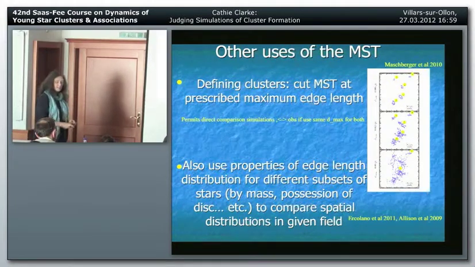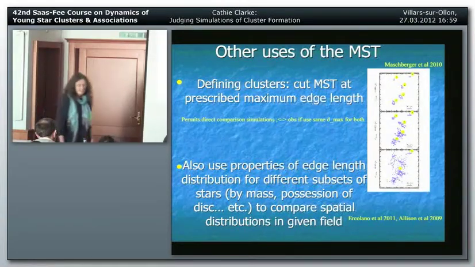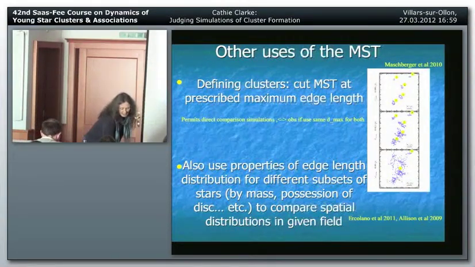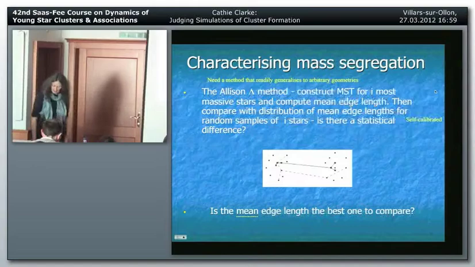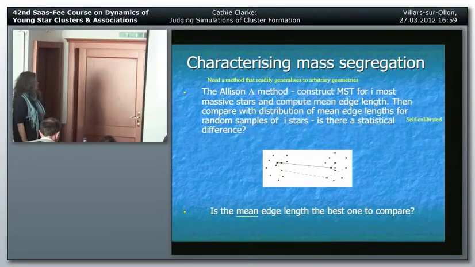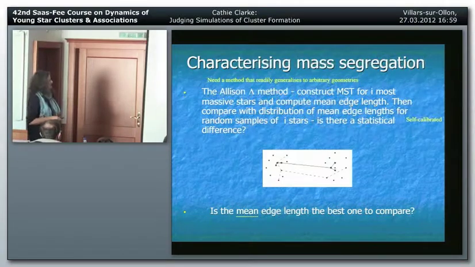And there are lots of other fun things you can do with edge lengths, and in particular, we'll be coming on later to how you can look at mass segregation, so seeing whether stars which are more massive are more concentrated, which you've already heard a little bit about in previous talks. And that's the basis of this very nice method by Richard Allison, pioneered a couple of years ago.